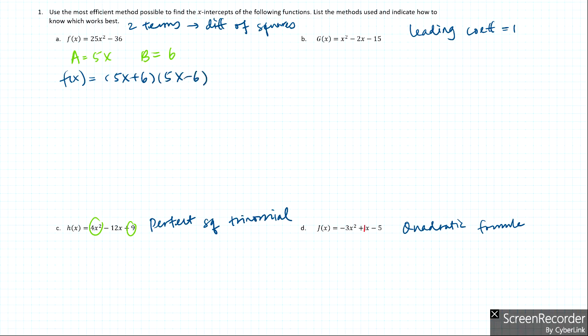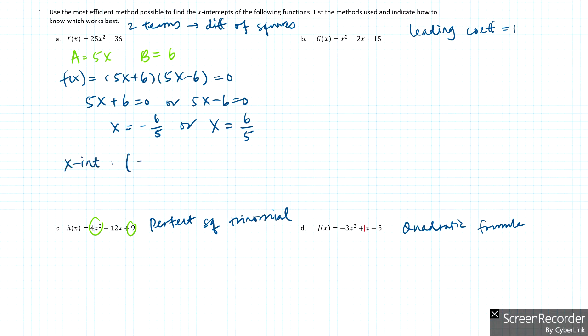And if I want to set this equal to 0, that means 5x + 6 = 0, or 5x - 6 = 0. And therefore, x = -6/5, or x = 6/5. Whenever you have difference of squares, you're always going to get that result as the x-intercepts. So we can say (-6/5, 0) or (6/5, 0) are the x-intercepts. They are exact opposites of each other because of how difference of squares works out.